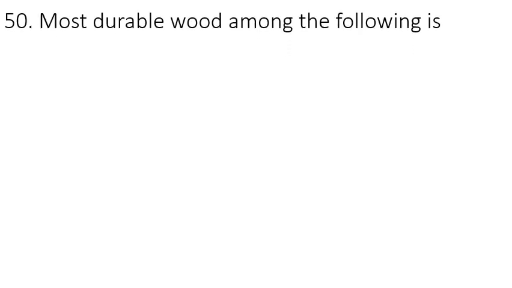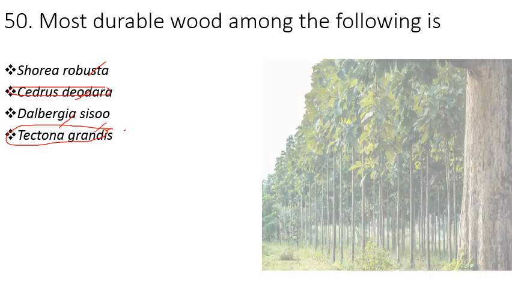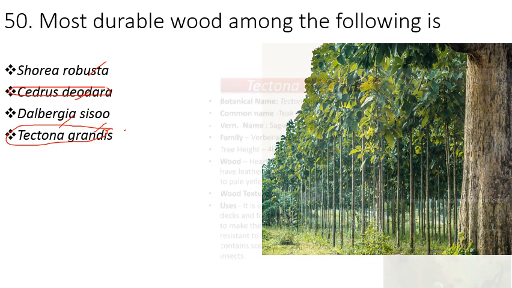Next question is, most durable wood among the following is. Our options are Shorea robusta, Cedrus deodara, Dalbergia sissoo, and Tectona grandis. So the most durable wood among these plants is of Tectona grandis. In tropical regions or in temperate regions, this wood is most durable. So this is the right answer, that is Tectona grandis, commonly known as teak.